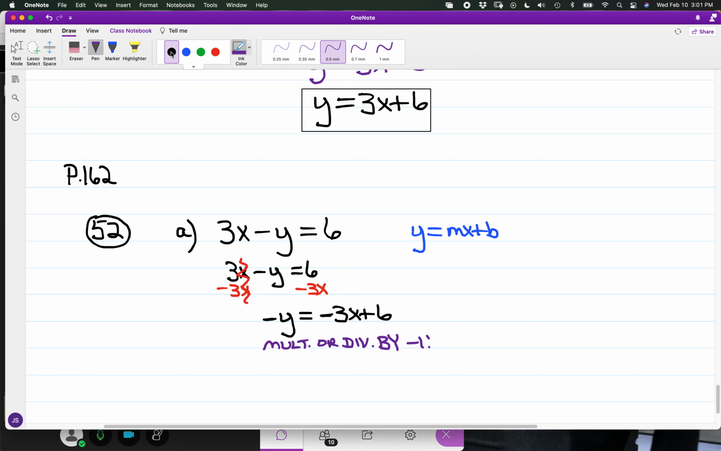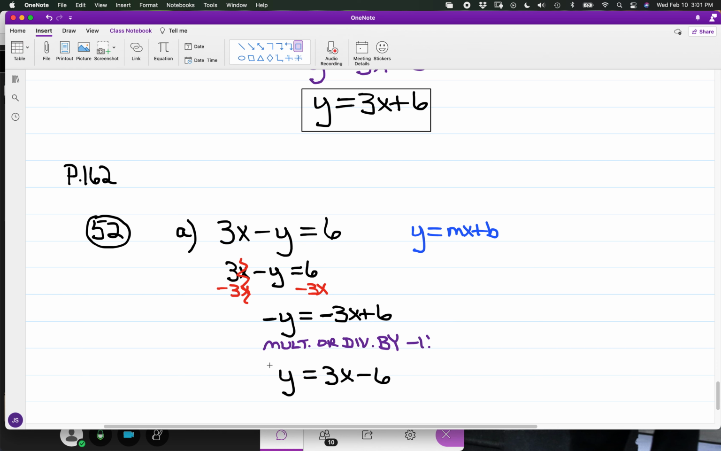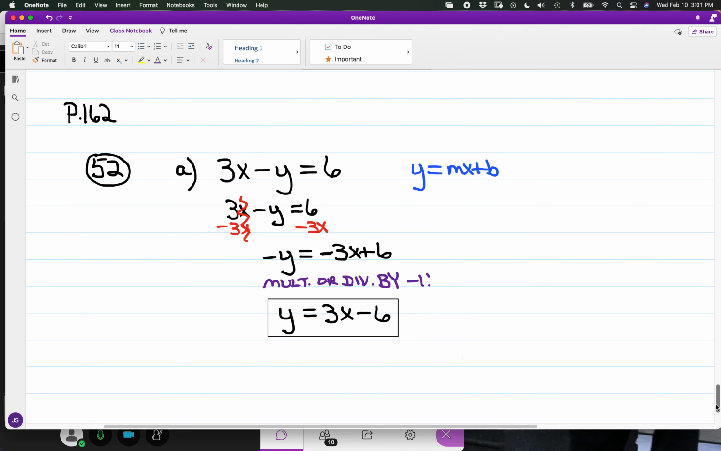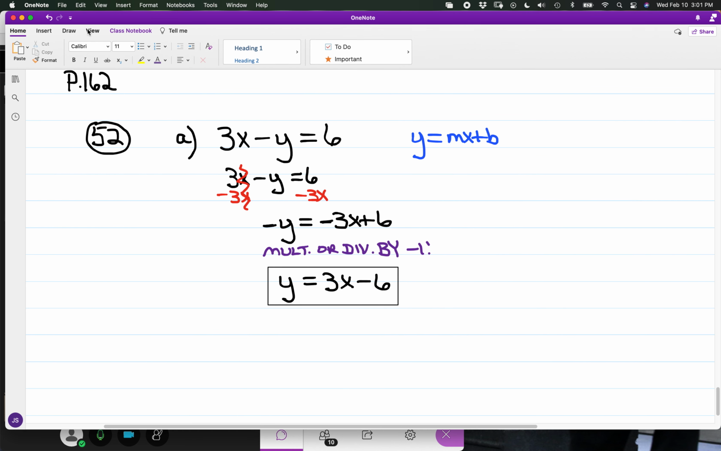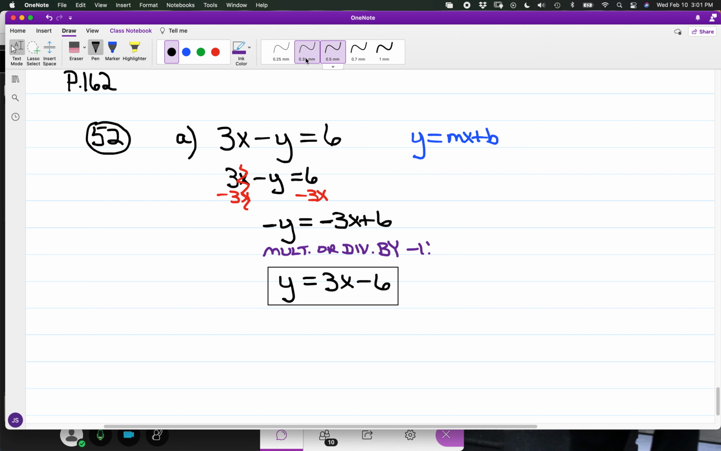So if I do this, what was negative becomes positive and vice versa. So we're going to have that y is equal to 3x minus 6. And so from this, we're going to end up with the slope at 3.